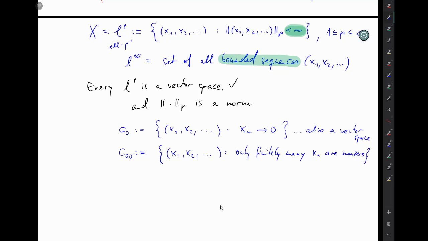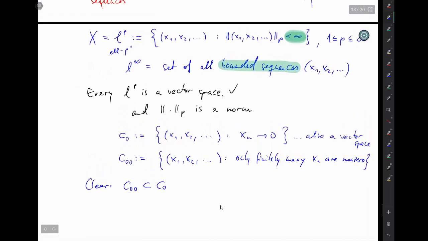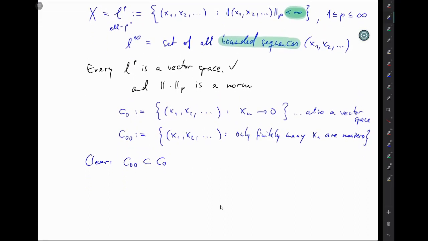Right. So it's quite clear that C00 is part of C0, right? So if your sequence is eventually 0 after one entry, then it's clearly convergent to 0. So this is clear. Maybe it's not so clear how these two spaces are connected to the other ones, the LP spaces.